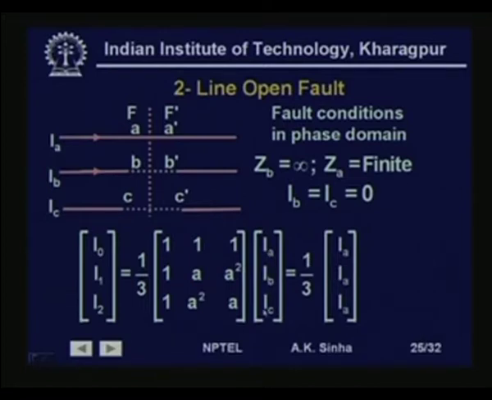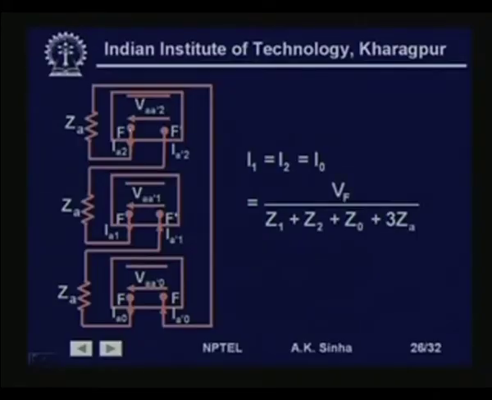Now, Ib and Ic are 0. So, what we get? We get I0 is equal to 1 by 3 into Ia, I1 is equal to 1 by 3 into Ia, I2 is equal to 1 by 3 into Ia. So, we get 1 by 3 Ia, Ia, Ia. So, what does this say? This says that the three sequence currents are equal, which means the three sequence networks are connected in series. So, this is what we will get here.